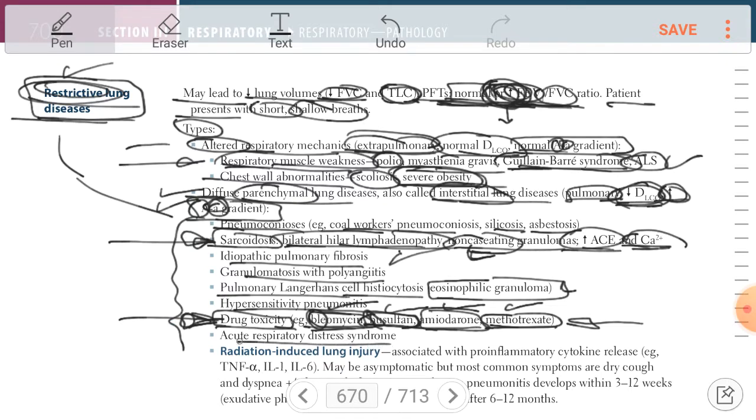Then acute respiratory distress syndrome, this means what? Release of cytokines that will destruct the alveolar wall, leading to expansion of protein into the alveoli, leading to decreased gas exchange. So in cases of what? In cases of sepsis and pancreatitis, acute respiratory distress syndrome occurs.